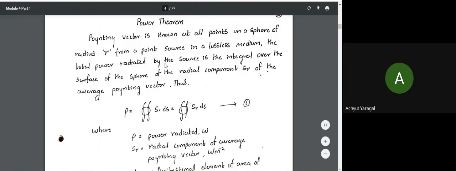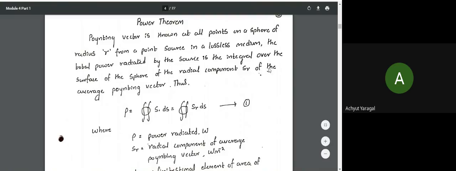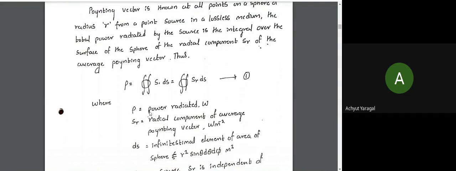Then what is exactly the total power? The total power radiated by the source is nothing but an integral over the surface of the sphere of the radial component SR of the average Poynting vector. What exactly is the power theorem? The power theorem says the total power radiated by the source is the integral over the surface of the sphere of the radial component SR of the average Poynting vector. That is given by the equation P equals the double integral of S dS.